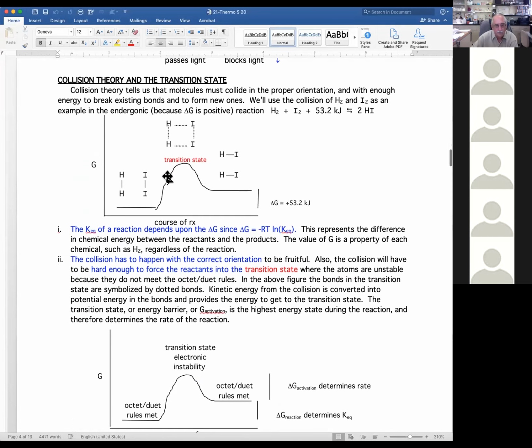And then collision theory in the transition state is a very simple concept. Nothing mathematical about it. So these two things have to collide. They have to collide with the right orientation and the right energy to get into the transition state. And the transition state is the highest energy right here because these bonds are halfway broken, these bonds are halfway formed. And because of that, you're not meeting the octet rule and the duet rule. So if they make it past the transition state, then they fall back down into a lower energy compared to that and go on to form products.